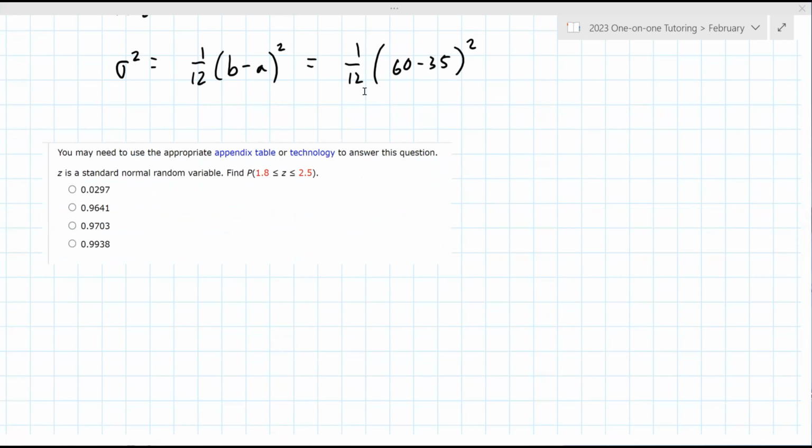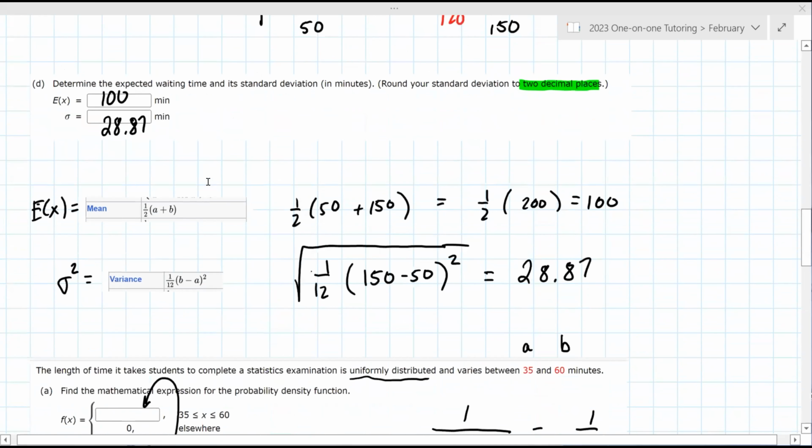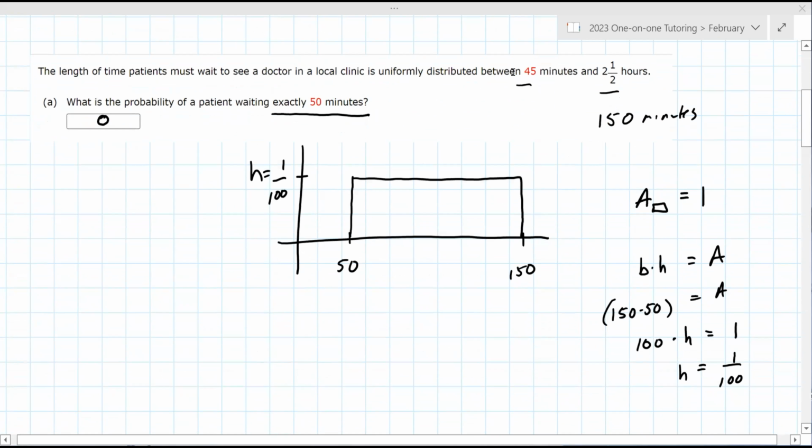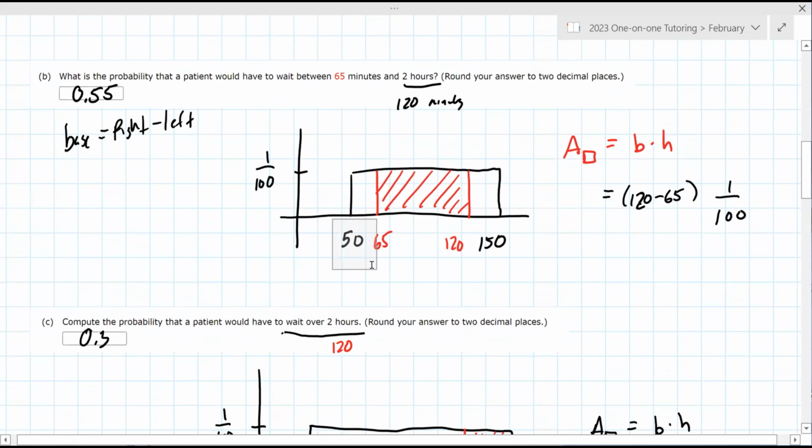B, C, and D were wrong for number 2. This one here, the length of time patients must wait to see a doctor. Is there any chance the numbers changed with you logging in versus me? Oh, I do see where it is. It's right here, it's 45. That's the issue. So it changes all the answers here. This becomes 105, and this goes to 105 over here. So we just need to recalculate this.